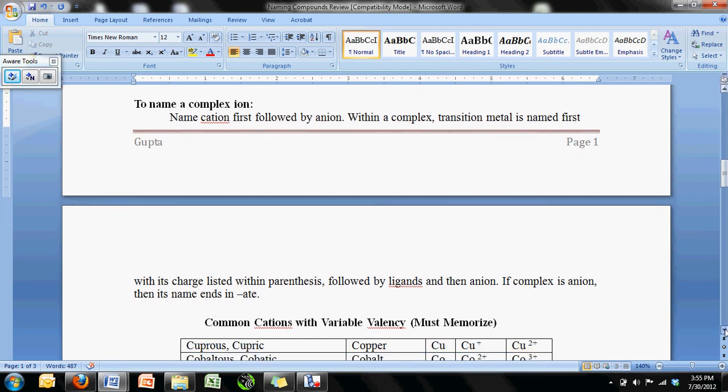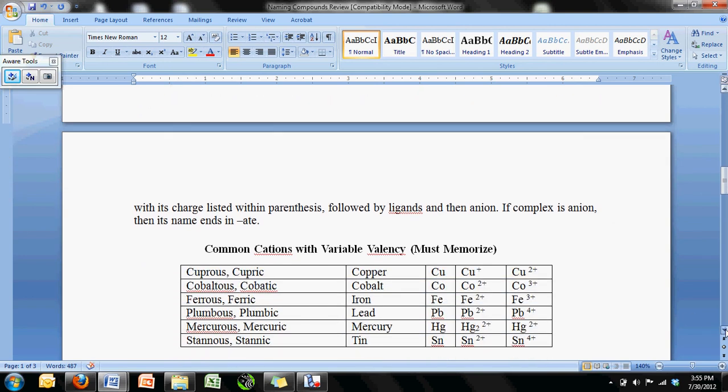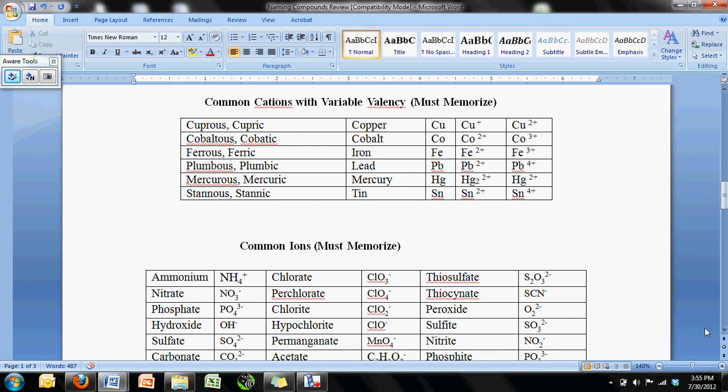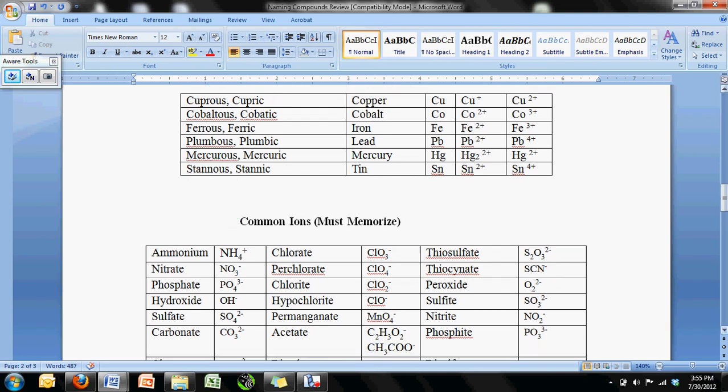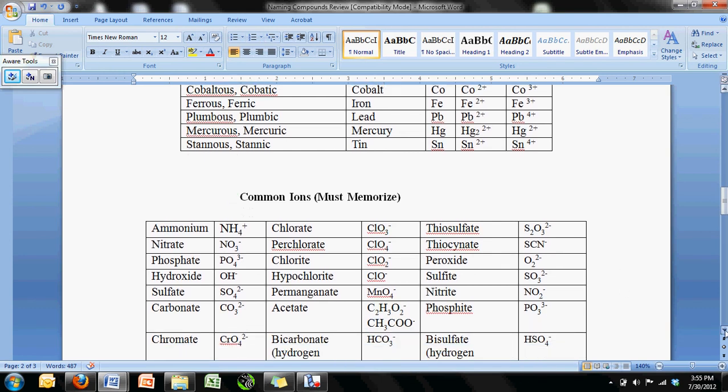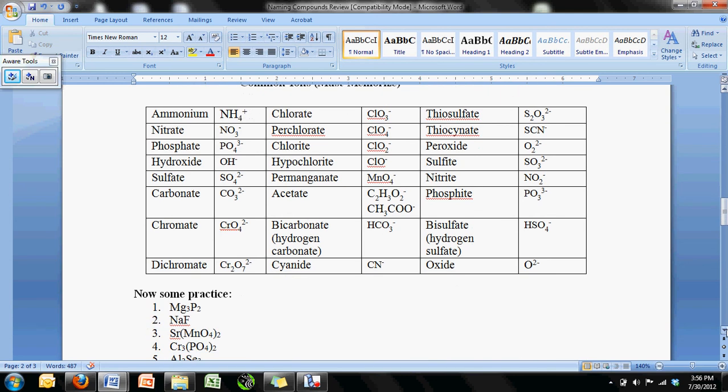And there is a whole another lecture on naming ligands, so I'm not going to go over it in detail here. You can refer to my website later on for that. This is a handy dandy list of common cations with variable valency that you'll need to memorize, and this is a pretty comprehensive and shortened list of polyatomic ions that are must-memorize at AP chemistry level.